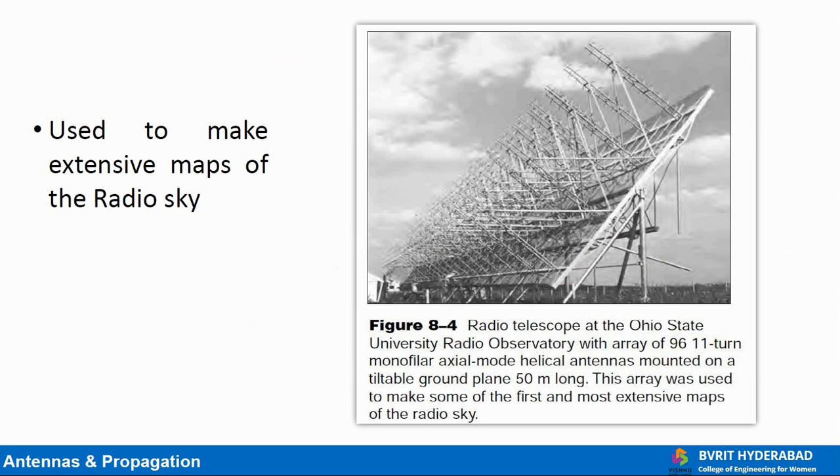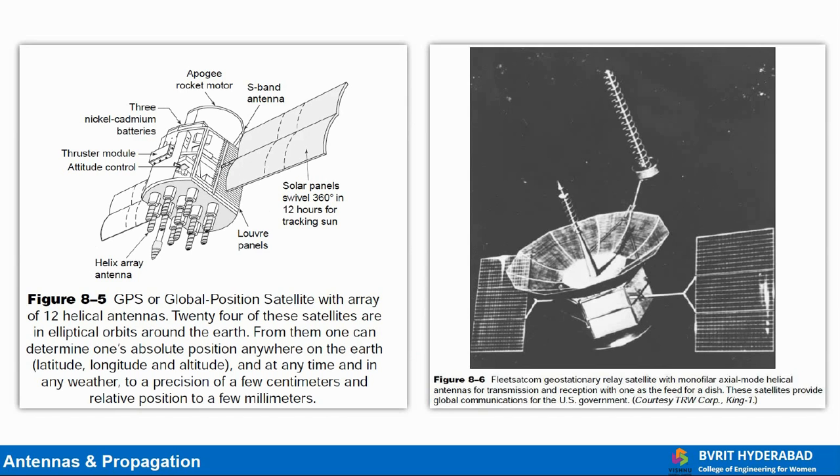Operating at frequencies of 200 to 300 MHz, the array measured 50 meters in length and had a gain of 35 dB. With it, they produced some of the first and most expensive maps of the radio sky. The helical antenna became the workhorse of space communications for telephone, television, and data, being employed both on satellites and at ground stations. Many US satellites, including its weather satellites, global position satellites as shown in figure 8.5, Fleet Satcom geostationary relay satellite as shown in figure 8.6, which provide global communications for the US government, etc.